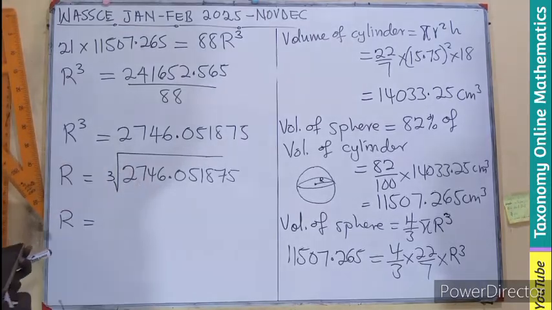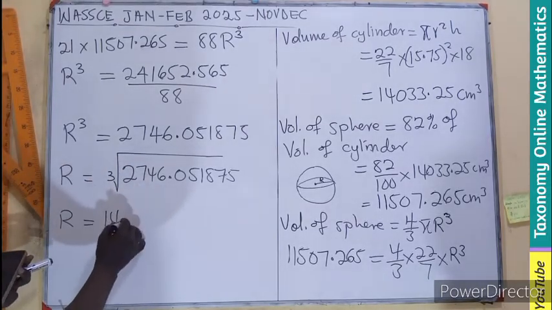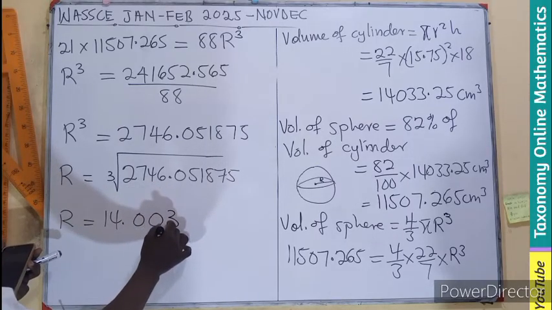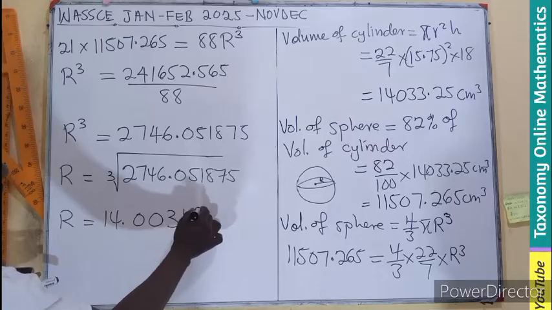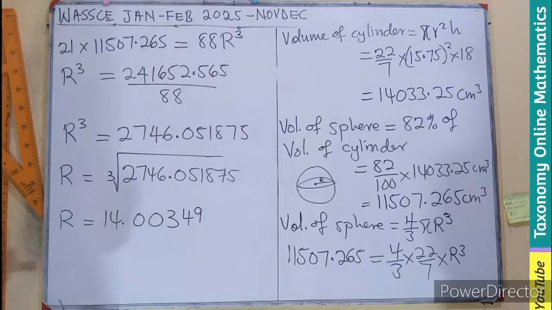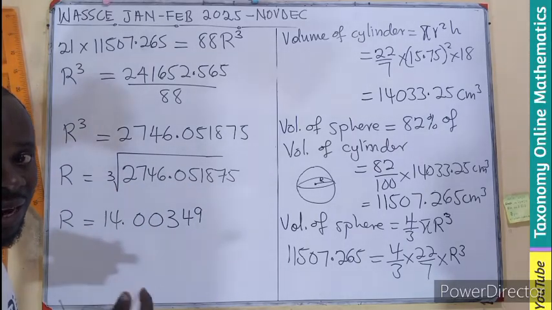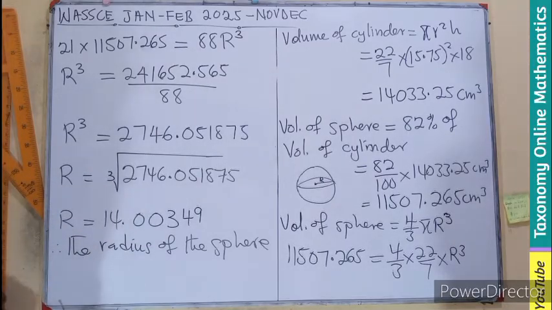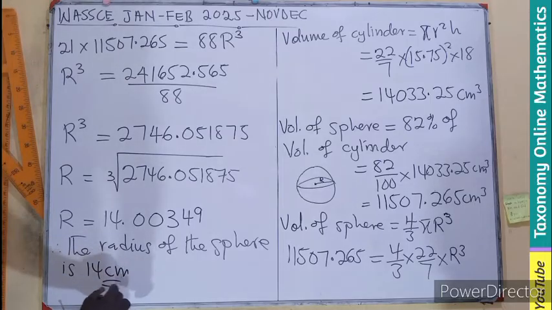So the cube root of this will be 14.00349. But the question asks us to leave it in what? The nearest whole number. So therefore, the radius of the sphere is going to be 14 centimeters. We need a whole number out there.